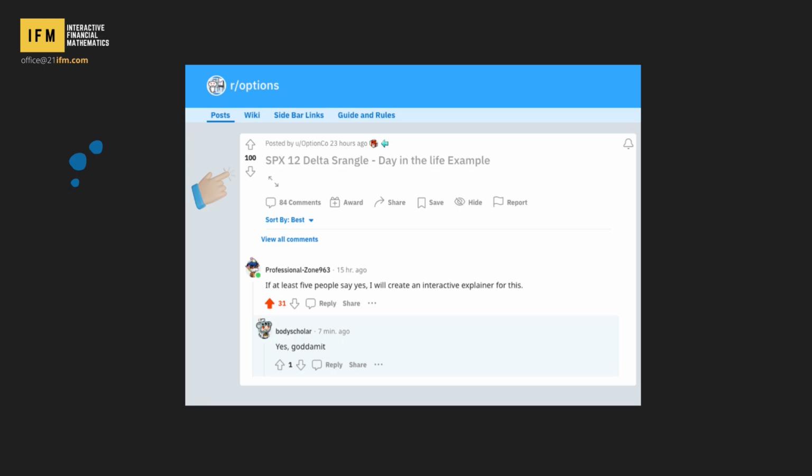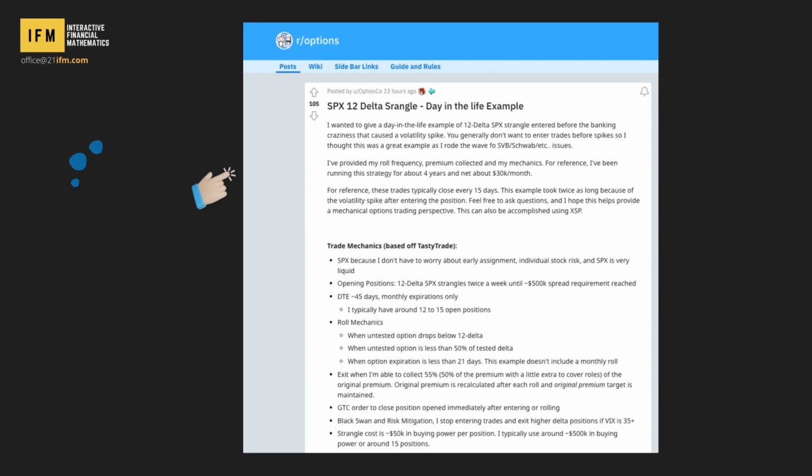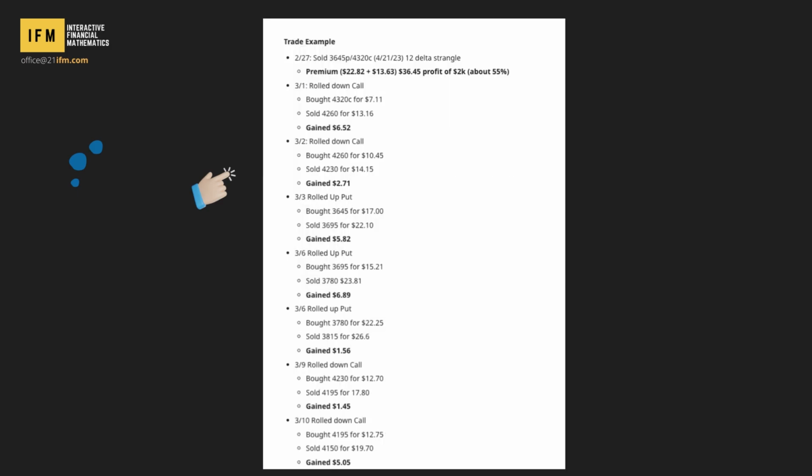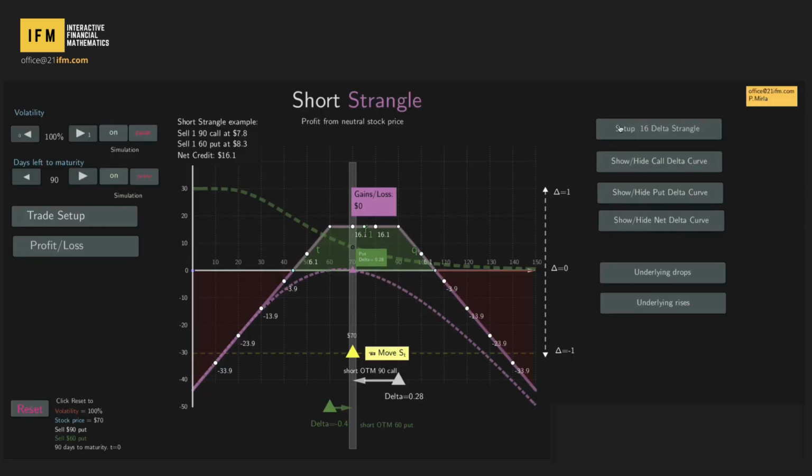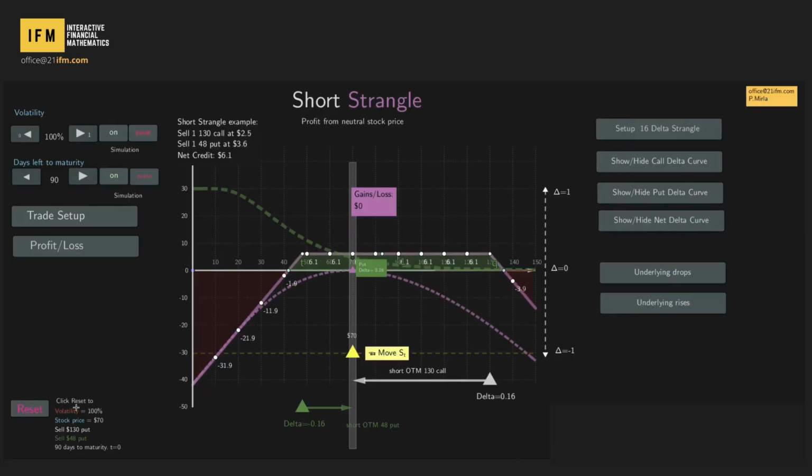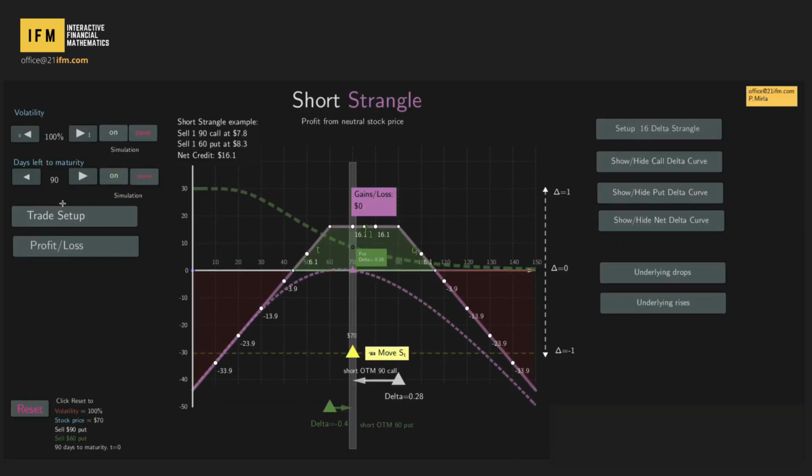This is an explanation based on a Reddit post about a short strangle trading strategy. The post describes how the trader adjusts the position by rolling up or down the individual legs of the strangle in response to changes in the deltas of the sold call and put options. Our objective is to comprehend the general concept of such trades while keeping it simple.